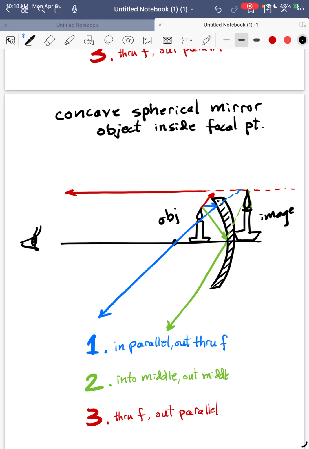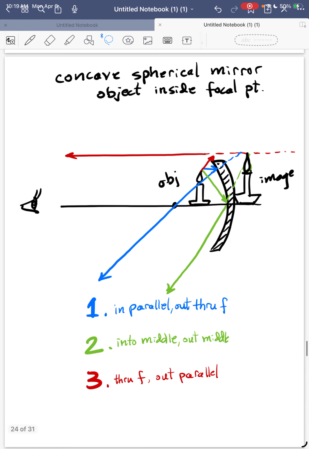Okay? So your eye is going to reconstruct where these lines were coming from. It's going to say this blue one, I trace it back to there. This green one, I trace it back to there. This red one, I trace it back to there. So the tip of the candle must be right around there. And so in this case, when the object is inside the focal point, between the focal point and the mirror for this concave spherical mirror, what you'll get is an image that's actually enlarged. So it's larger, so it's enlarged.